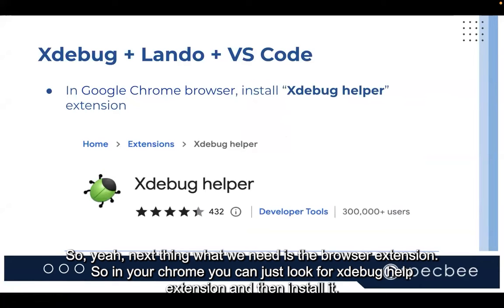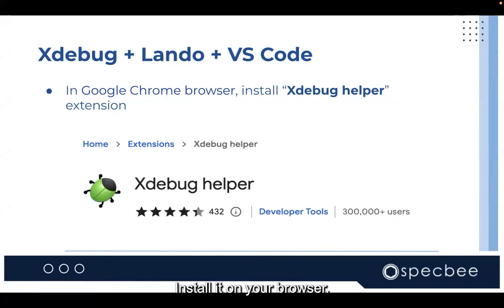So yeah, next thing what we need is the browser extension. On your Chrome, you can just look for the xdebug helper extension and then install it on your browser.